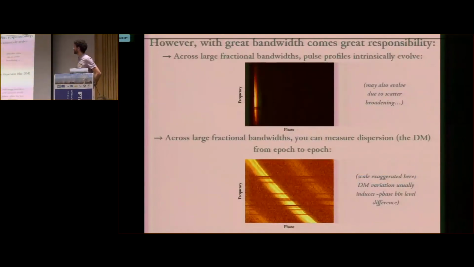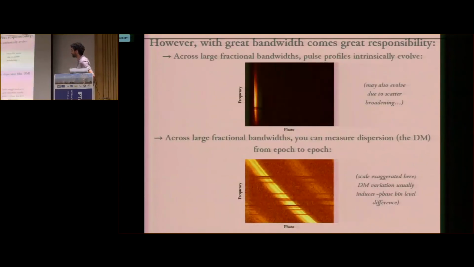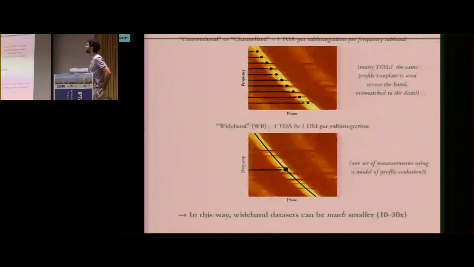So with great bandwidth comes great responsibility, though. And what this means is, now that you can observe the pulse profile across frequency, you will have to account for the fact that the pulse profile shape changes with frequency, and you will have to account for the fact that the DM changes as a function of time, which I just showed you. So back in the day when we didn't have broad bandwidths, it was still appropriate to just do this simple cross correlation. But if you sum your entire frequency band and do this, you will sacrifice timing precision because you've averaged over some of these effects instead of accounting for them.